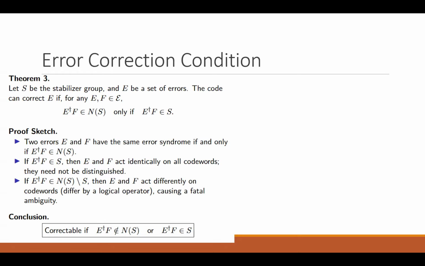So actually this is the condition. If epsilon is the set defined to be all the correctable errors, then the condition is that for any two different errors in this correctable set, they need to satisfy this: E dagger F is not in N(S) minus S. Because if E dagger F is in N(S), then this basically says that E and F are indistinguishable from the syndromes of all the stabilizers. Right. So if this is right, this one.